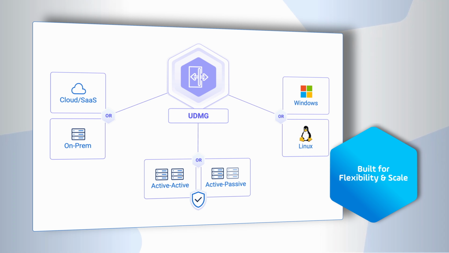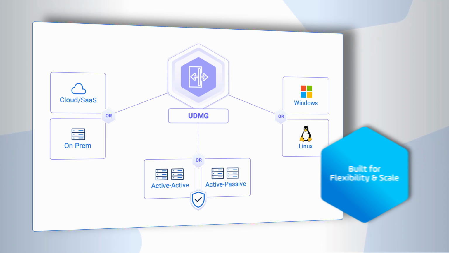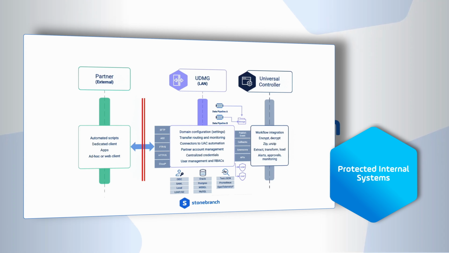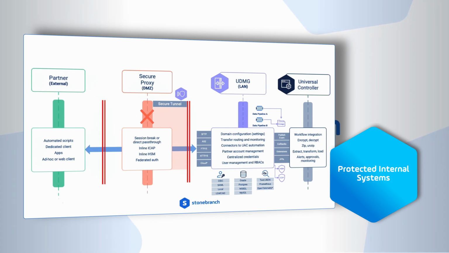Architecturally, UDMG is built for flexibility and scale, running on Windows or Linux, deployable on-prem or in the cloud, and designed to support both active-passive or active-active clusters. When deployed on-prem, UDMG's secure proxy protects internal systems while enabling safe and reliable partner connectivity without compromising the security of your organization's DMZ.